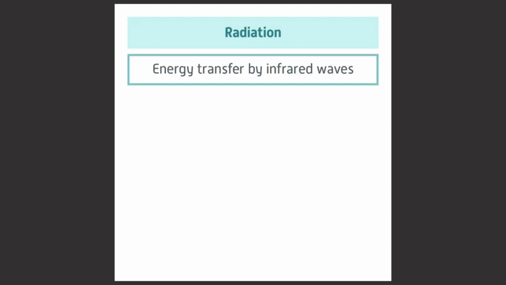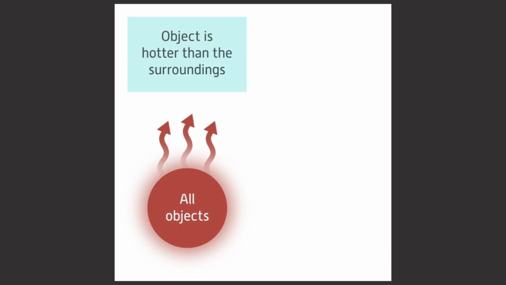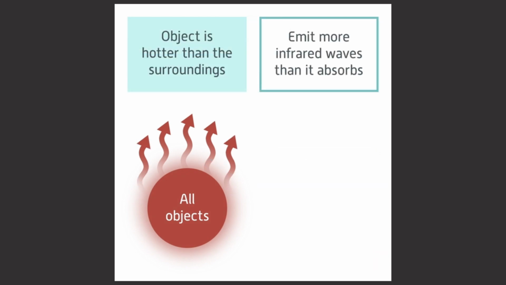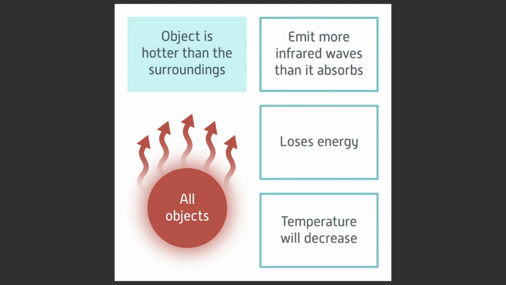Radiation is energy transfer by infrared waves. All objects above absolute zero in temperature will emit infrared waves. If an object is hotter than the surroundings, it will emit more infrared waves than it absorbs, so it loses energy and its temperature will decrease.